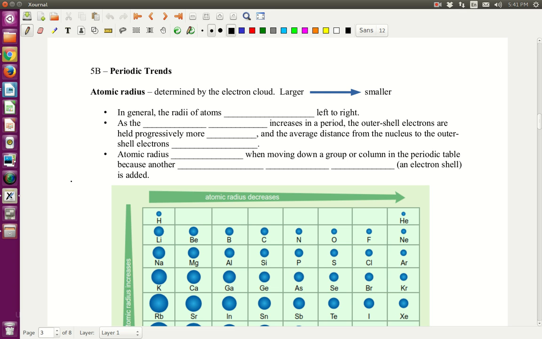Hi, this is Mrs. Cribb, and we're going to go through some of the notes for Chapter 5. So you need to pull your notes out right now if you haven't got them out already. And I'm going to just review a little bit about atomic radius.